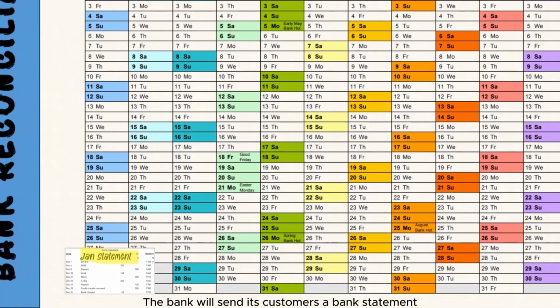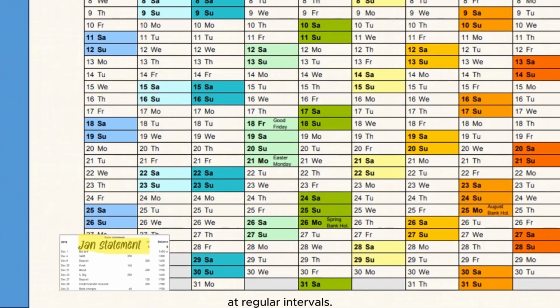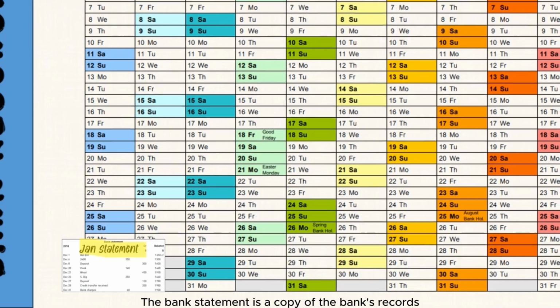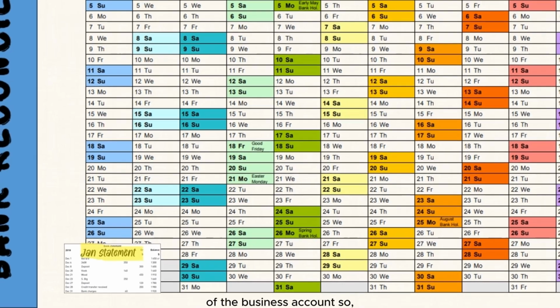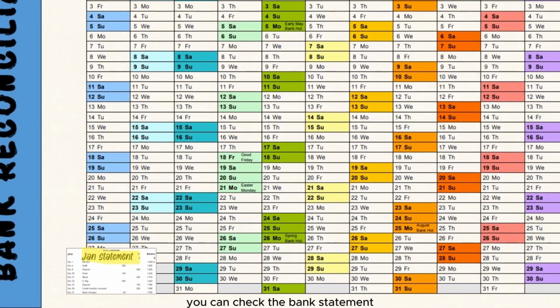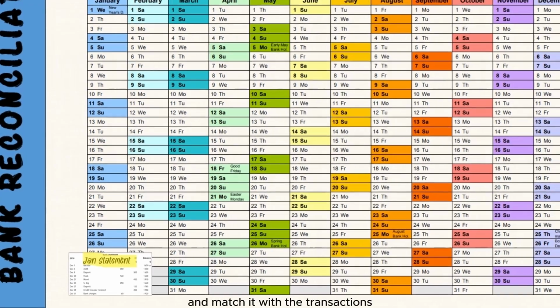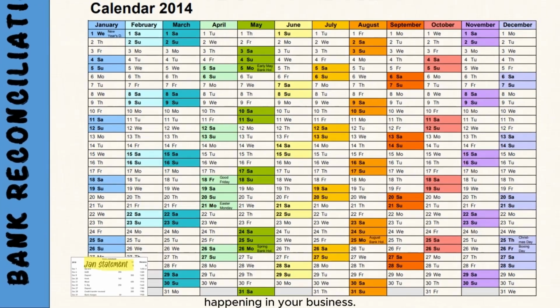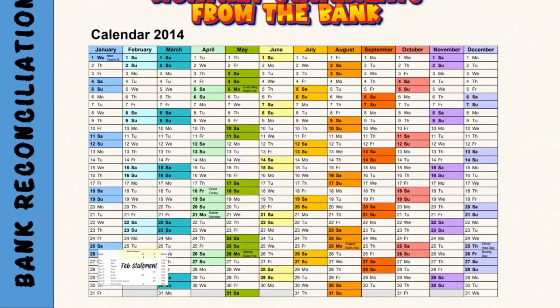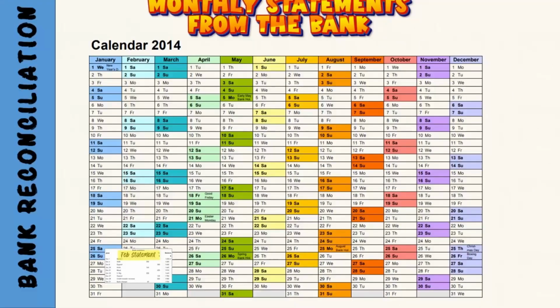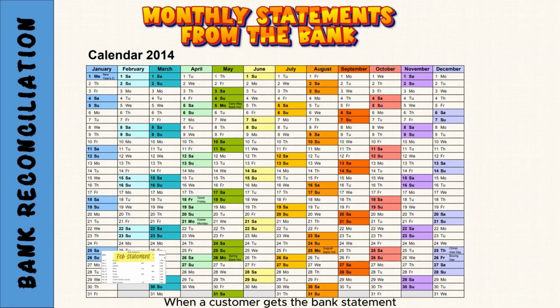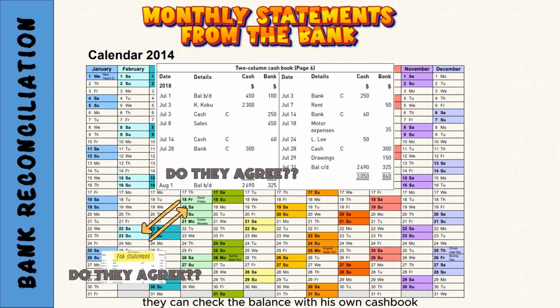The bank will send its customers a bank statement at regular intervals. The bank statement is a copy of the bank's records of the business account. So you can check the bank statement and match it with the transactions happening in your business. When a customer gets the bank statement, they can check the balance with their own cash book to make sure that they agree. The money going into the cash book should be the same as the money going in and out of the bank account.